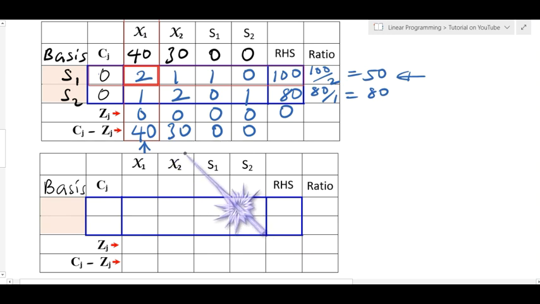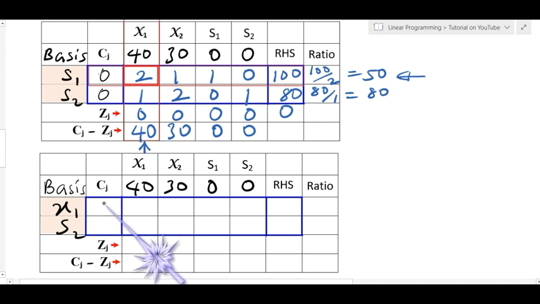Now that we know the pivot element, which is these two, and we also know that x1 is coming into the basis, we fill in the next tableau. You come here, you go to the Cj row and fill it up like that. You have 40, 30, 0, 0, and here x1 is coming to the basis. So you fill in x1 here. Here s2 is still there. S2 is still there. Good.